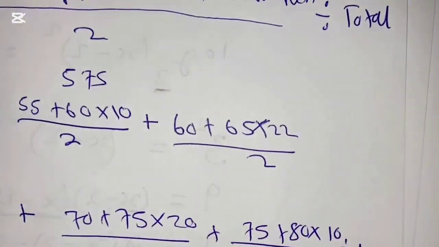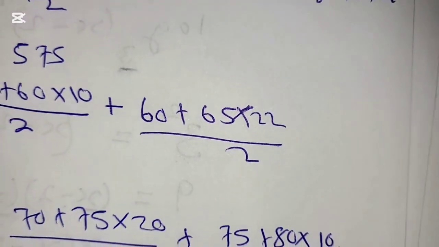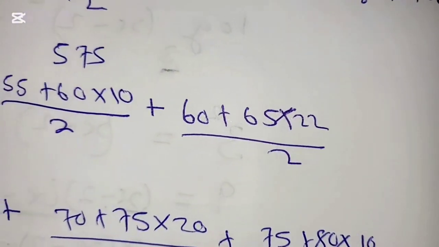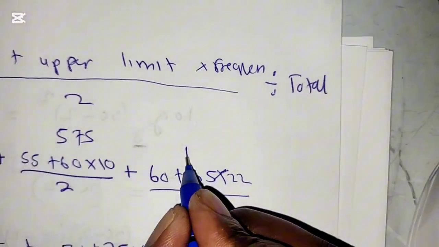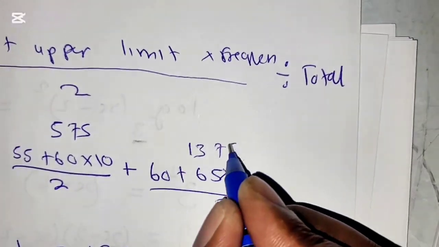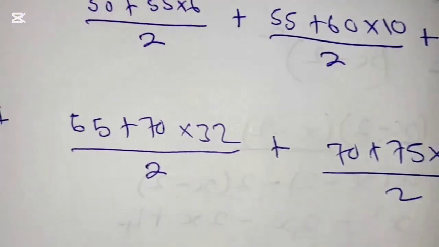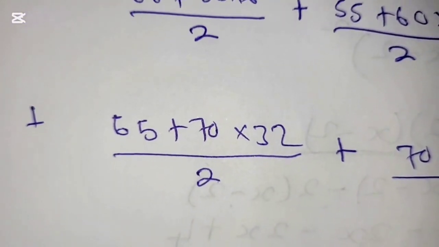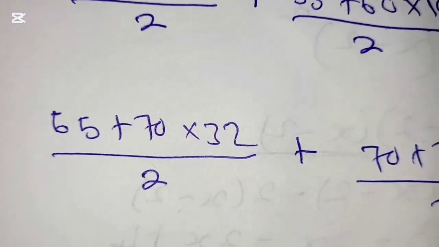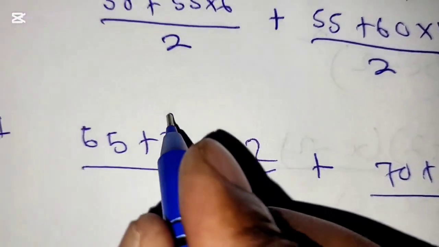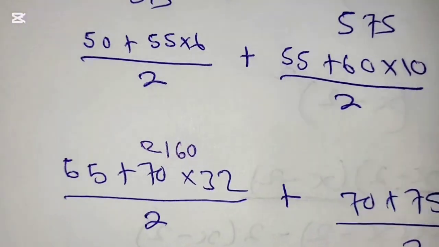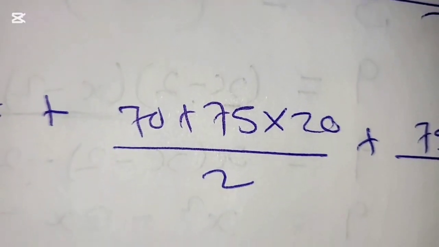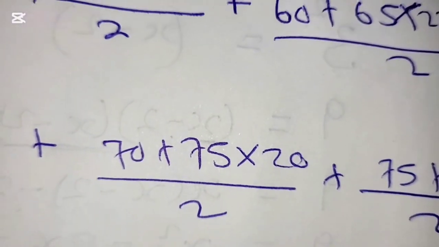575. Then another one, we're going to say 60 plus 65, then is equals to times frequency 22 is equals to, then divided by 2 to get 1375. And another one is 65 plus 70 is equals to times 32 is equals to divided by 2 to get 2160.